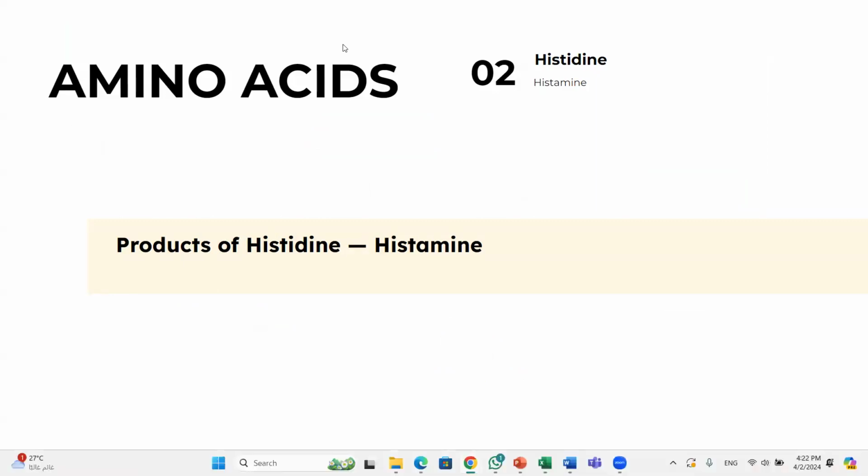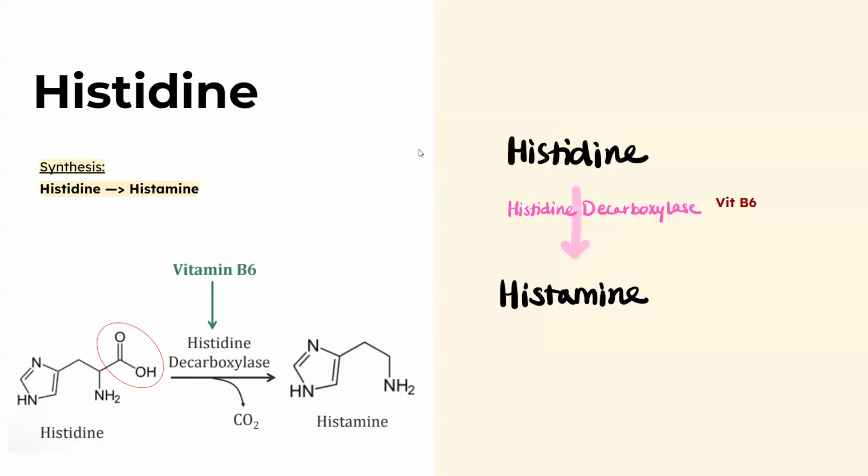Okay. Now for histidine. Histidine is an amino acid that can give us histamine. So this one's pretty simple because they sound very similar. Right? So histidine gives us histamine with the enzyme histidine decarboxylase. So again, let's try to make sense of the enzyme.